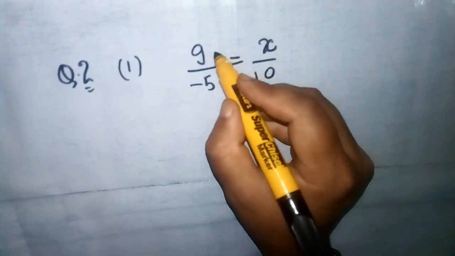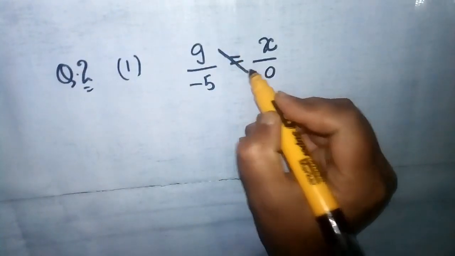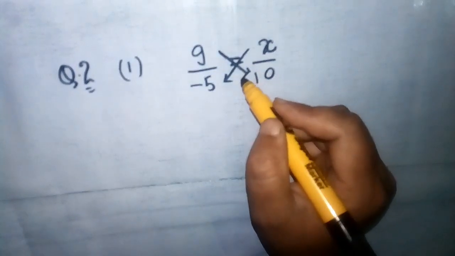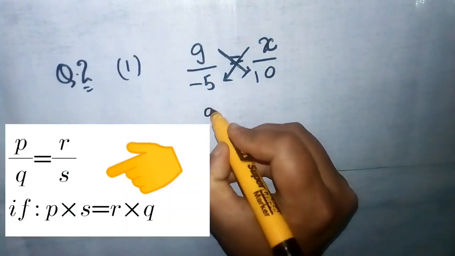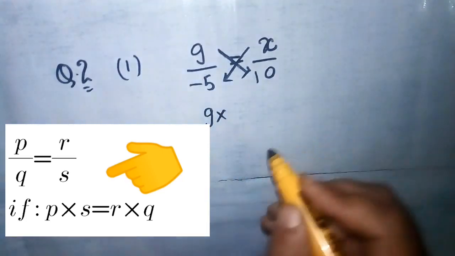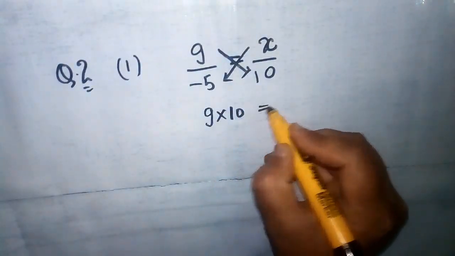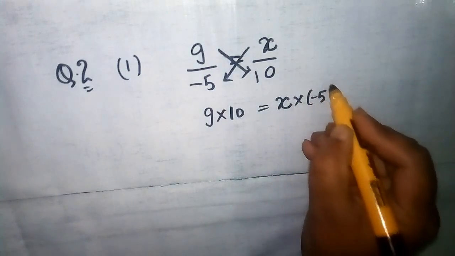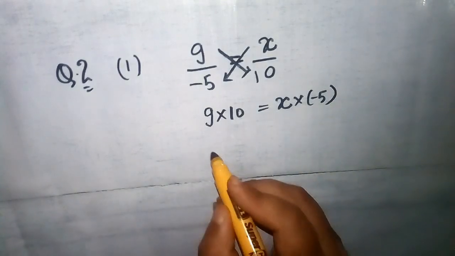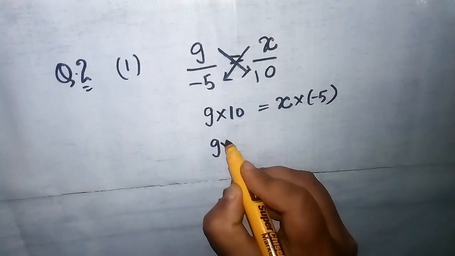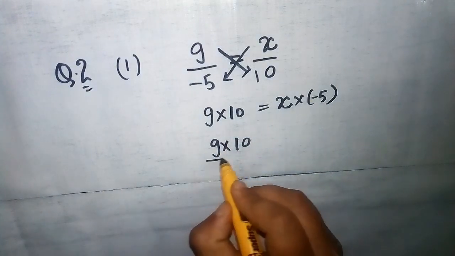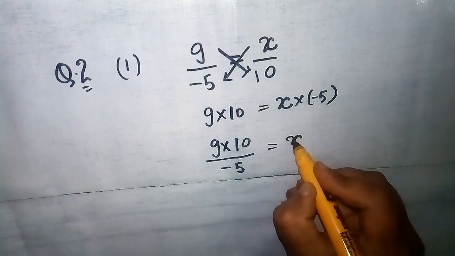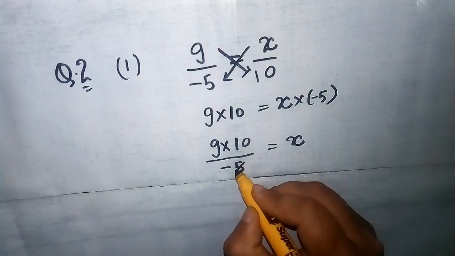So our question will become 9 upon minus 5 equals to x upon 10. Do cross multiplication. You did in previous exercise that if two numbers are equivalent, their cross multiplication is equal. So 9 multiplied by 10 will be equal to x multiplied by minus 5. So bring minus 5 to the left because we have to find out the value of x, and minus 5 is in multiplication, it will come and divide, and our left side becomes 9 multiplied by 10 whole upon minus 5 equals to x.